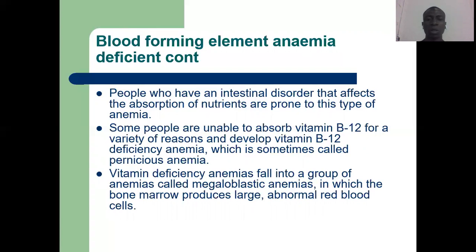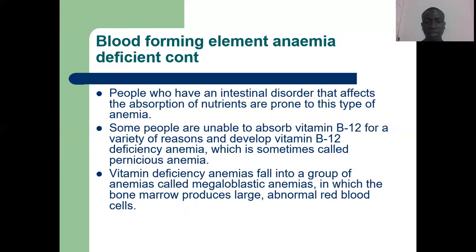People who have an intestinal disorder that affects the absorption of nutrients are prone to this type of anemia. Some people are unable to absorb vitamin B12 for a variety of reasons and develop vitamin B12 deficiency anemia, which is sometimes called pernicious anemia. So when somebody has a deficiency in vitamin B12, it is called pernicious anemia.